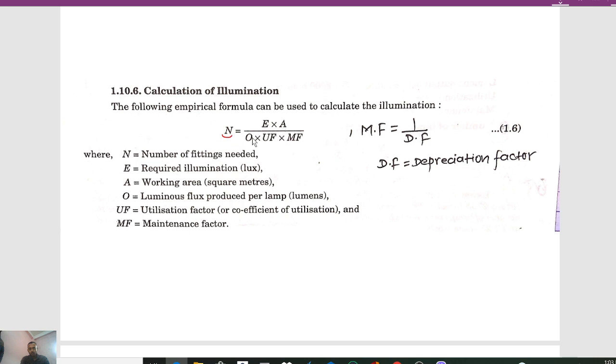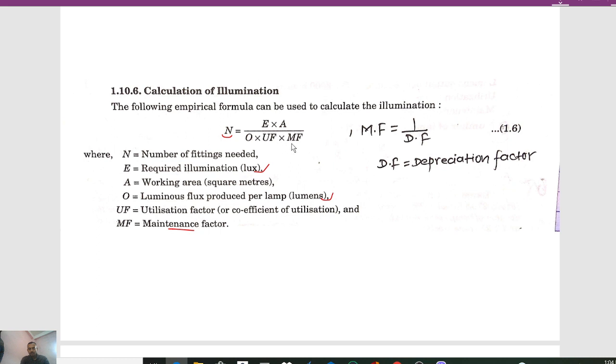E into A upon O into UF into MF, where n represents the fittings needed, E is the required illumination in lux, A is the working area in square meters, and O is the luminous flux produced per lamp in lumens. Sometimes O is also represented as F, and UF is the utilization factor, sometimes called the coefficient of utilization, and MF is the maintenance factor. So this is the formula to calculate the number of fittings needed, or the number of lamps.